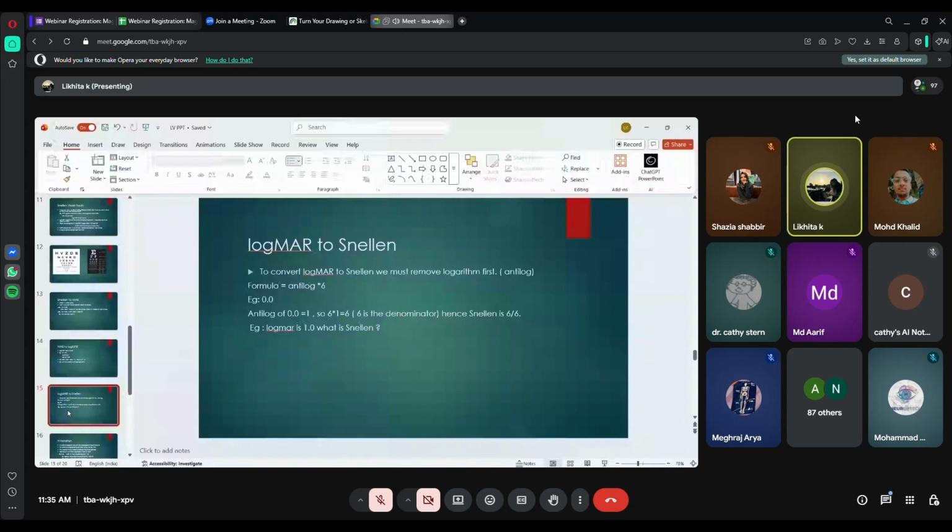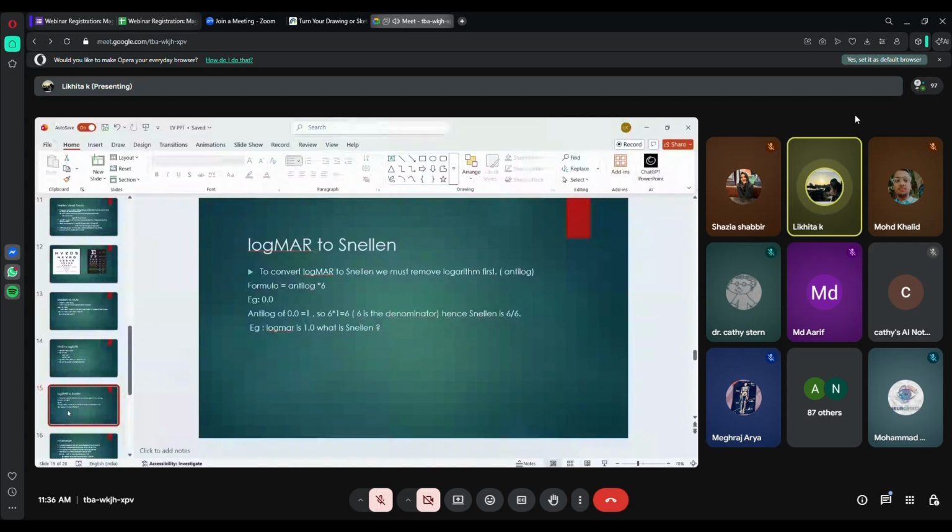For example, 0.0 is a logMAR value, then anti-log of 0.0 equals 1. So 6 into 1 equals 6. So here 6 is the denominator. Hence Snellen is 6 by 6. It's 6 by 6. I'm talking about the first example.